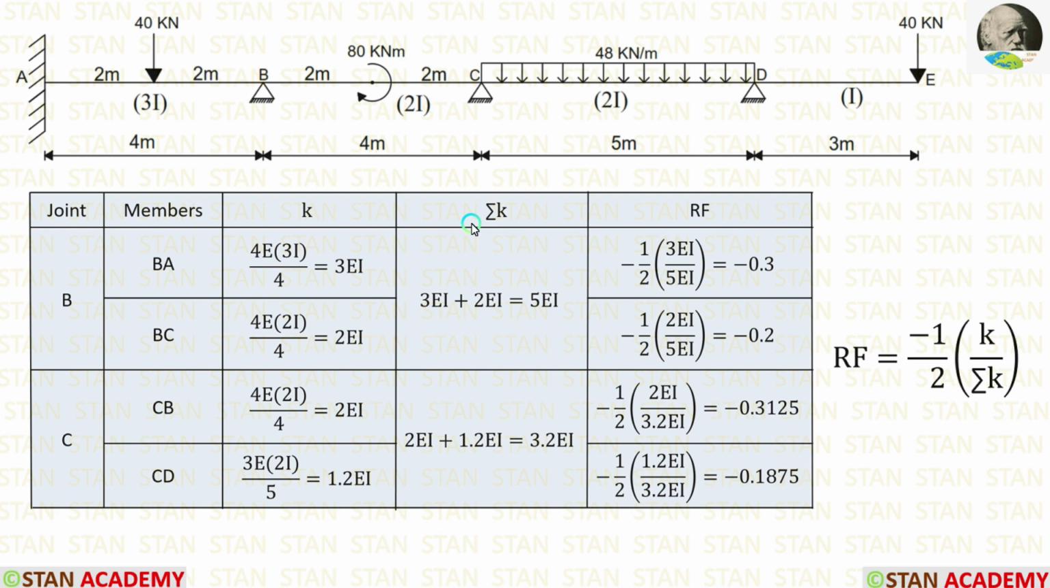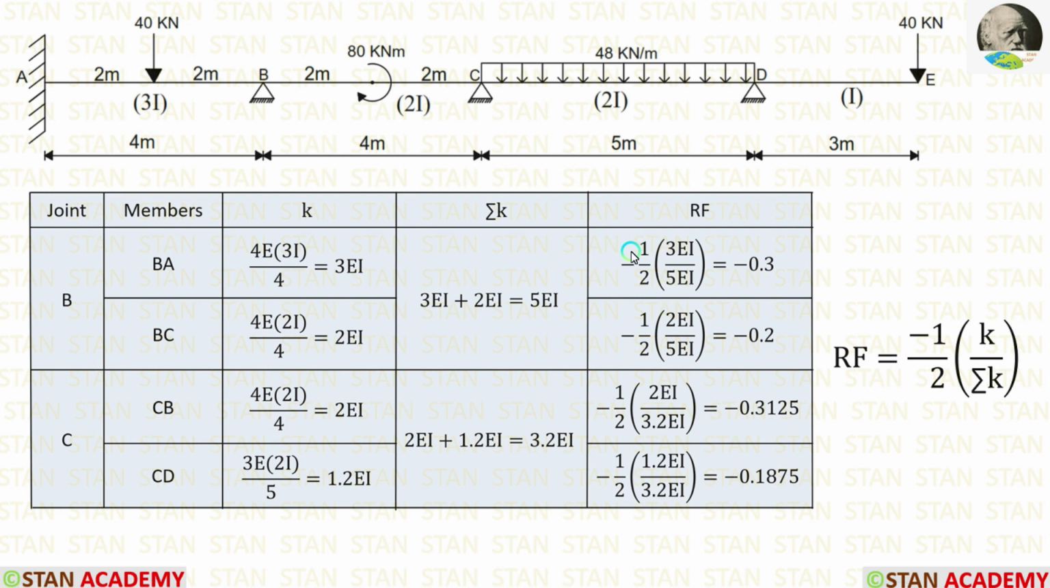Now, let us calculate sigma k, that is the summation of stiffness. In the joint B, we have calculated two stiffness values. We can add both of them. After adding, we are getting 5 EI. In the joint C, we have calculated two stiffness values. We can add both of them. After adding, we are getting 3.2 EI.